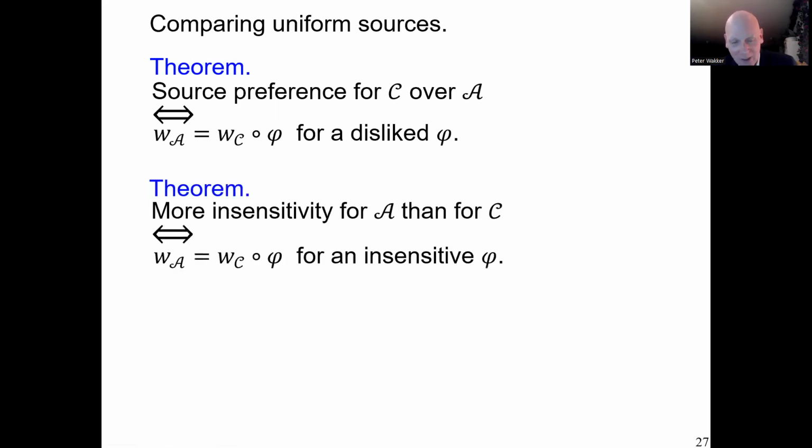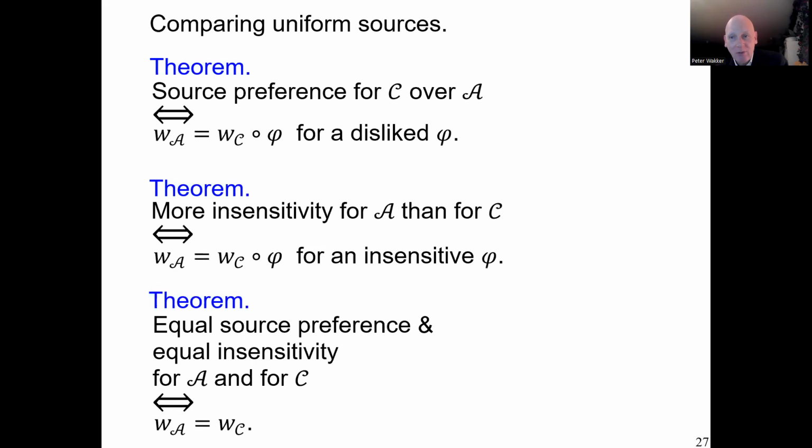You have the same for insensitivity: A is more insensitive than C if and only if the source function of A is the source function of C composed with the insensitive phi function, the transformation function. And we have a third theorem of that kind that quite reinforced our self-confidence. Both sources A and C are equally good regarding source preference, and equally good regarding source insensitivity, if and only if they have the same source function. So they have completely the same uncertainty attitude.